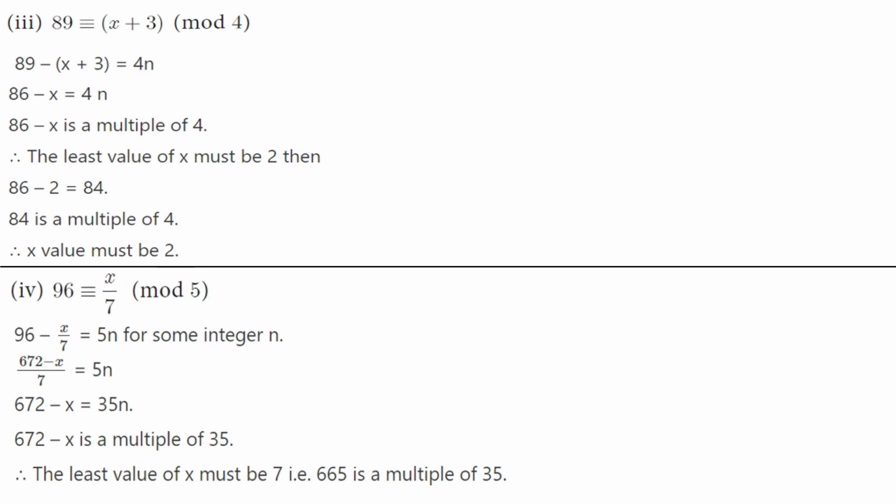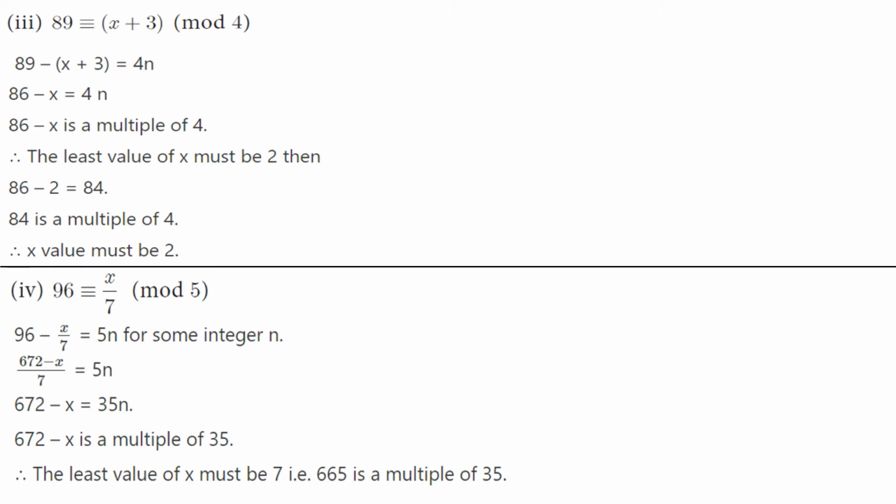Next, 89 congruent (x plus 3) mod 4. So come to the left hand side: 89 minus (x plus 3) equals 4n for some integer n. You expand: 89 minus x minus 3 equals 4n, that is 89 minus 3 is 86, so 86 minus x equals 4n, that is, it is a multiple of 4. So we can subtract: 86 minus 2 equals 84, and that number is a multiple of 4. Therefore the x value must be 2.